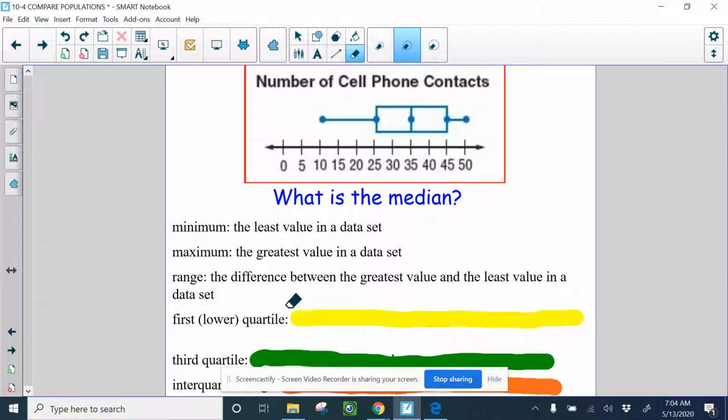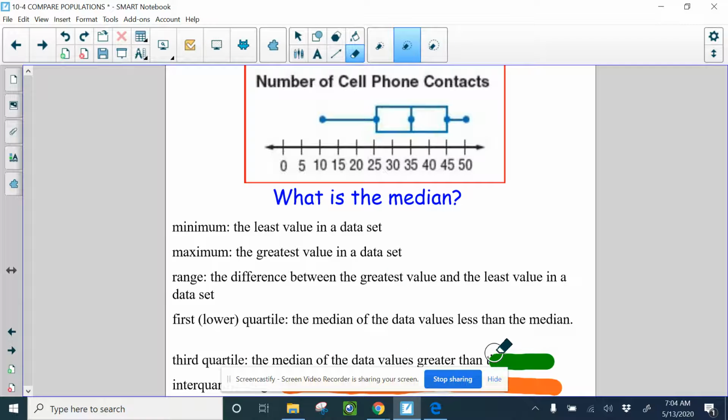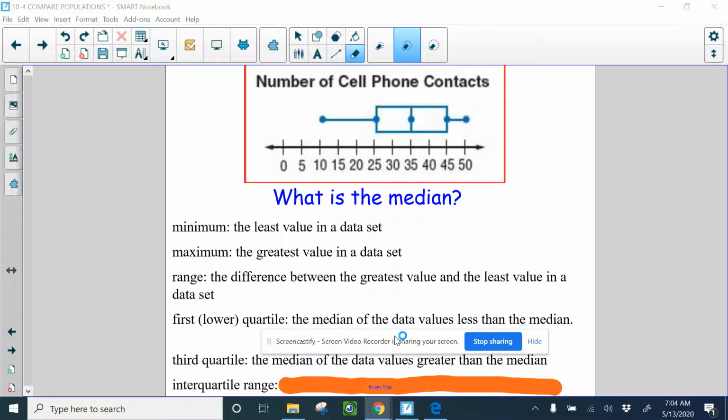The first or the lower quartile is going to be the median of the data values less than the median. So my first quartile is over here at 25, and my third quartile is the median of the data values that are greater than the median. So if I look at that, that would be over here at 45.